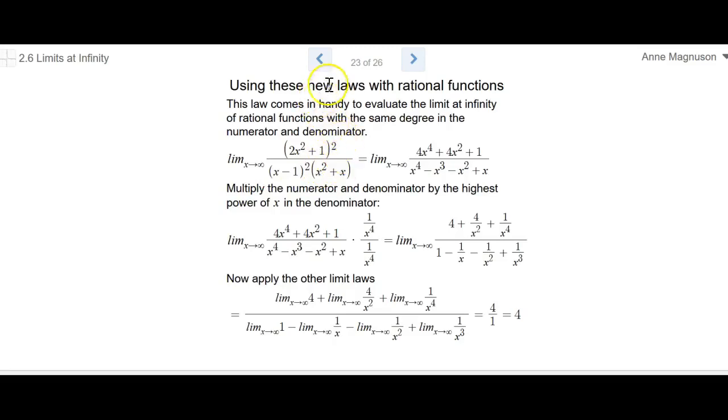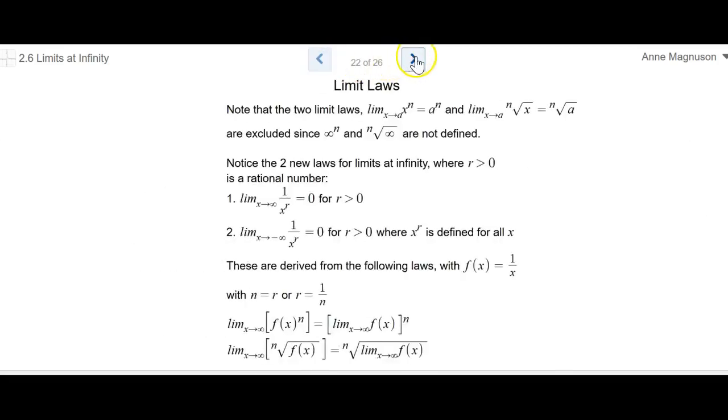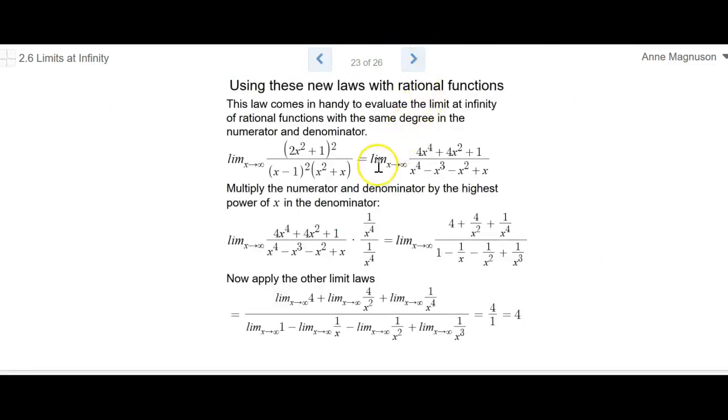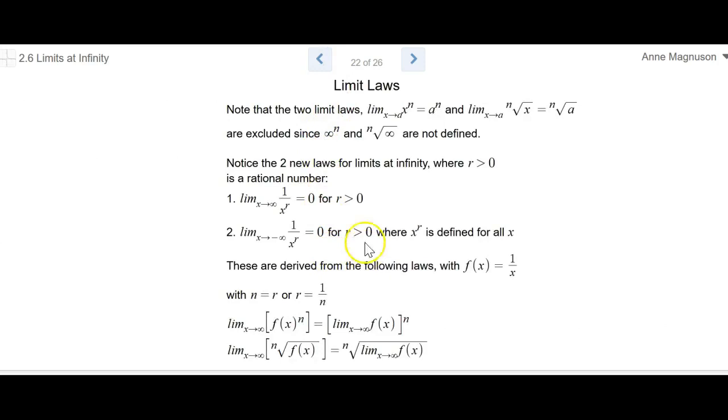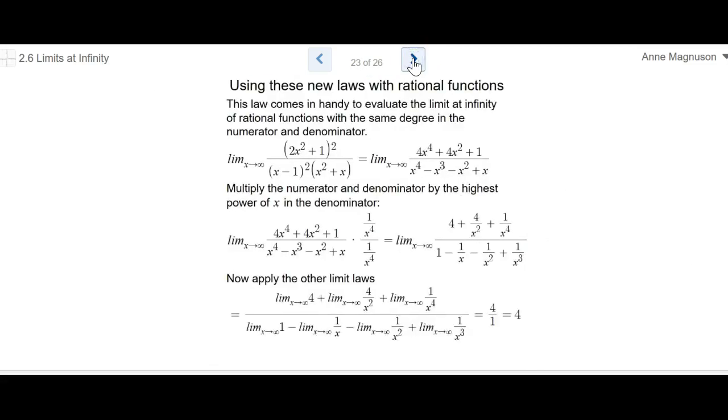In this example, we're going to be, again, using that trick of multiplying by 1 over x. But this time we're going to look for the largest power of x in the denominator and divide by 1 over x to that power. And we can do that because we're using this new rule that we've learned, this new limit law for limits at infinity.